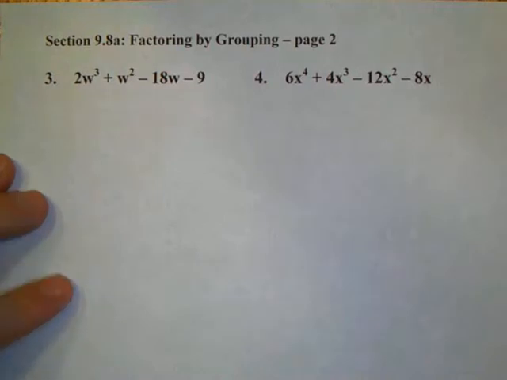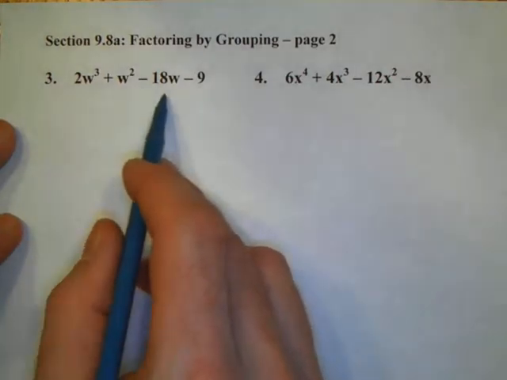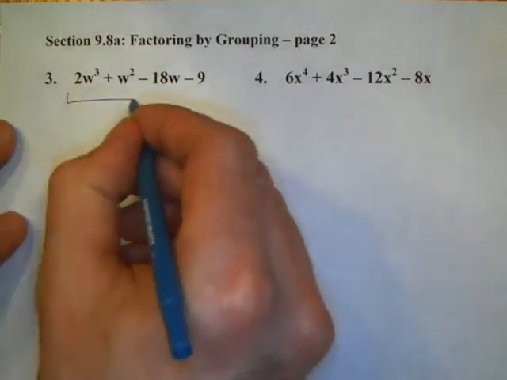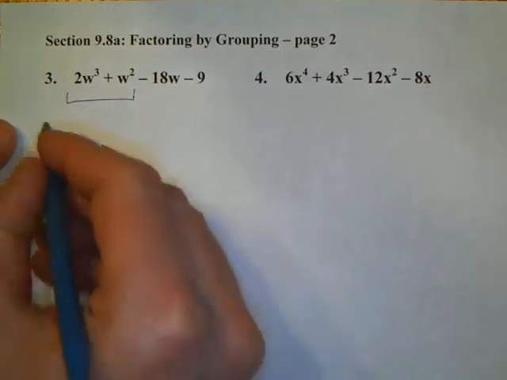This is section 9.8a, factoring by grouping, part 2. As we thought on page 1, we want to start our problems by trying to see if there's a GCF between all four terms. In this case, between 2w cubed, w squared, 18w, and 9, there's no GCF. And so we're going to look at the first two and try to determine, is there a GCF? Well, once again there is, and it's w squared.